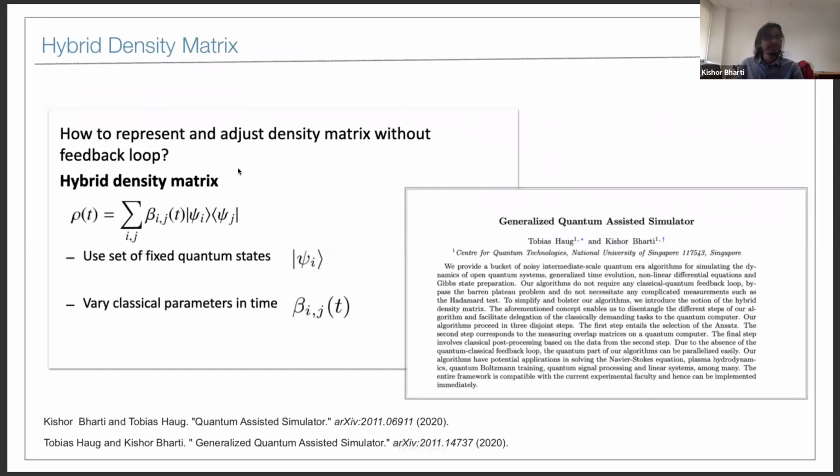We also propose this idea called hybrid density matrix, which is a generalization of the hybrid quantum states. And using that, we propose this generalized quantum assisted simulator where we give algorithms for generalized time evolution, nonlinear differential equations, and state preparation. Basically, as you see, we provide a bucket of many algorithms. So we see that many algorithms can be formalized like this. Do check these papers and you will find maybe something useful there.